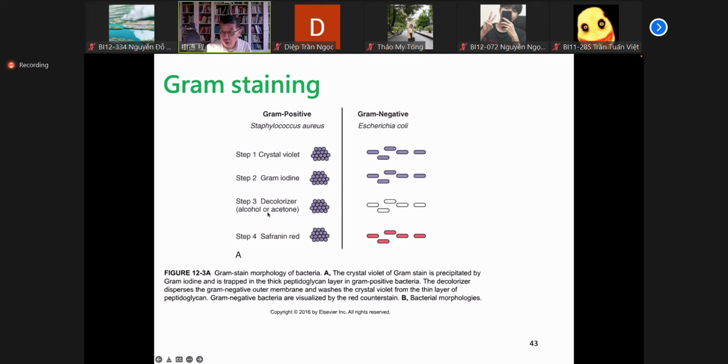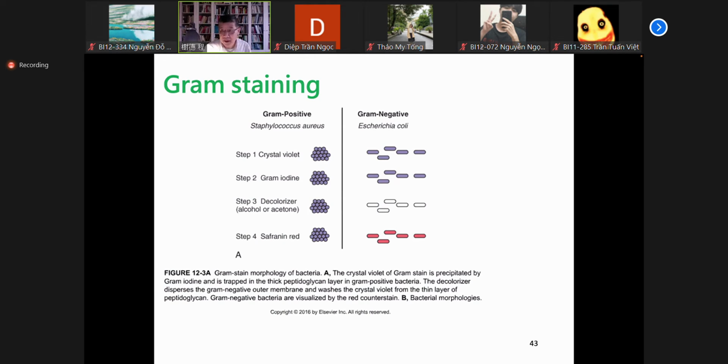Decolorization uses alcohol or acetone, that is, 95% alcohol or pure acetone. After this step, there's a tremendous difference. This one is totally destained, that is, no color is retained. But this one still retains the color, a bluish purple. And then finally, the fourth step is the safranin red.